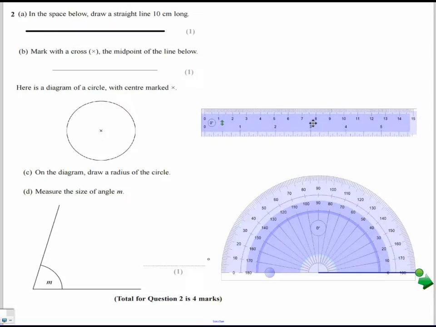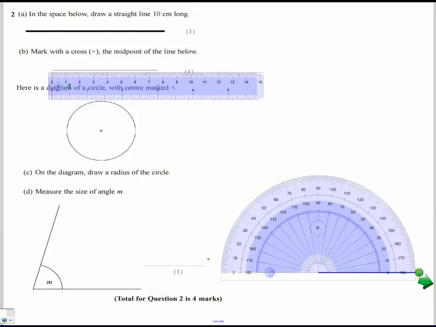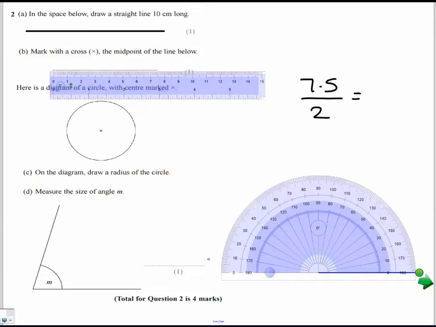Question 2B. Mark with a cross the midpoint of the line below. So if we measure the line using our ruler, we can see that the line is 7.5 centimeters long. So if you've got 7.5, using your calculator, divide it by 2, and it tells you that the center of your line is at 3.75 centimeters. So a cross at the halfway point gets you 1 mark.